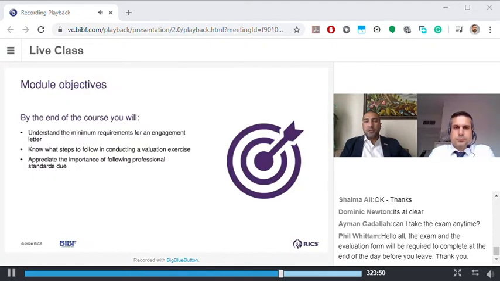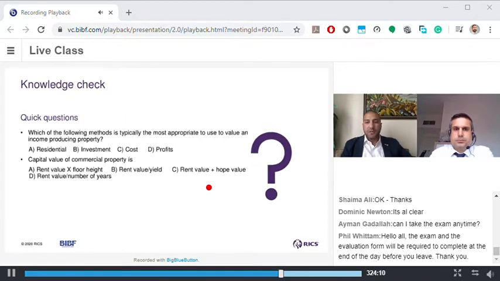So as usual, the module objectives are to understand the minimum requirements for an engagement letter, to know what steps to follow in conducting a valuation exercise, and hopefully you appreciate the importance of following the professional standards in doing so. So again, a quick recap, just to make sure that everyone's awake and back.